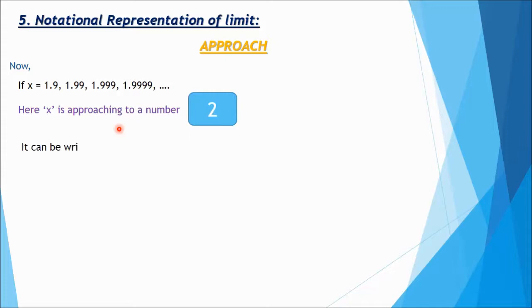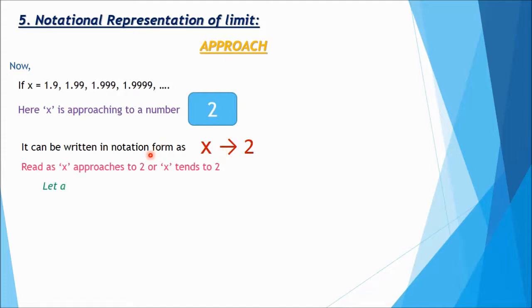Now it can be written in notation form. We can replace that word approach by a symbol. You can see the symbol as x takes to 2. Now this arrow is the symbol. We can write x takes to, or x approaches 2, by this arrow sign. x is going towards 2. It means x is approaching 2. It means x tends to 2. While reading, read it as x approaches 2 or x tends to 2.